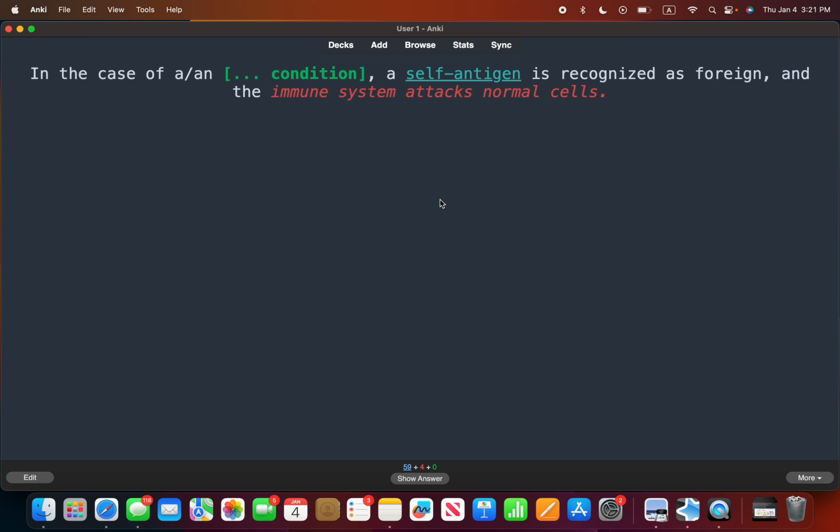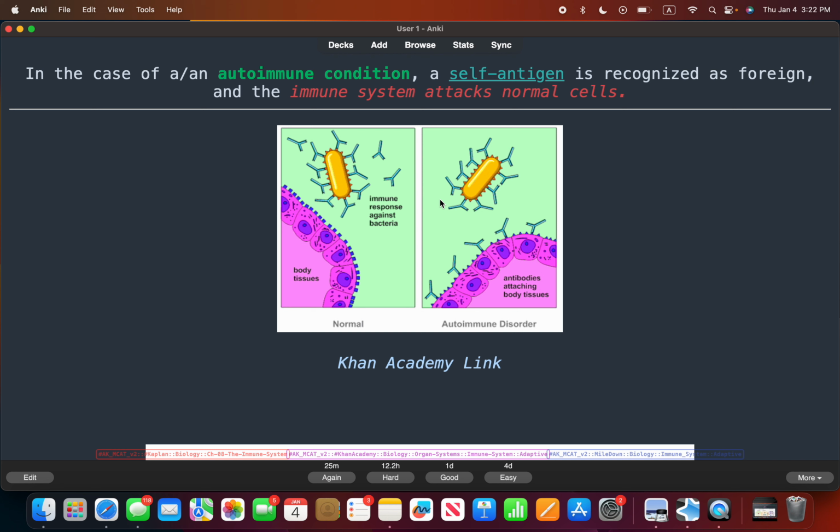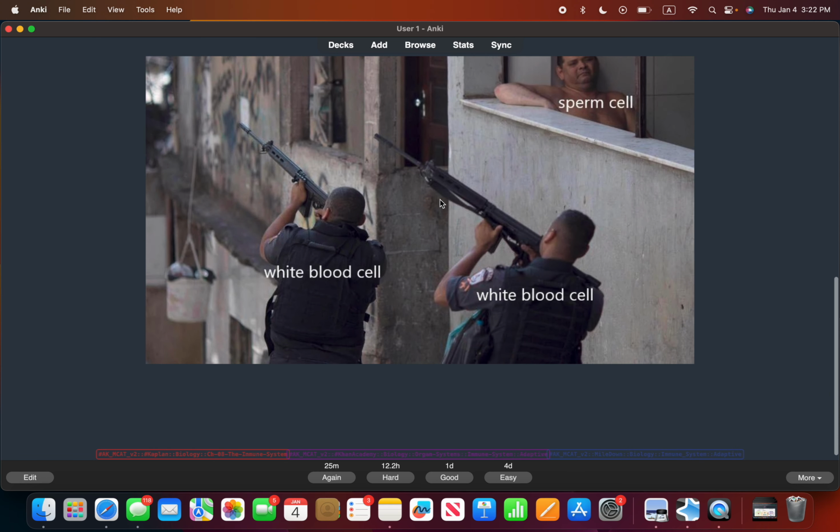What condition is it where a self-antigen is recognized as foreign and the immune system attacks normal cells? Oh, this is an autoimmune condition. So in the case of an autoimmune condition, a self-antigen is recognized as foreign and the immune system attacks normal cells. This is a good example.